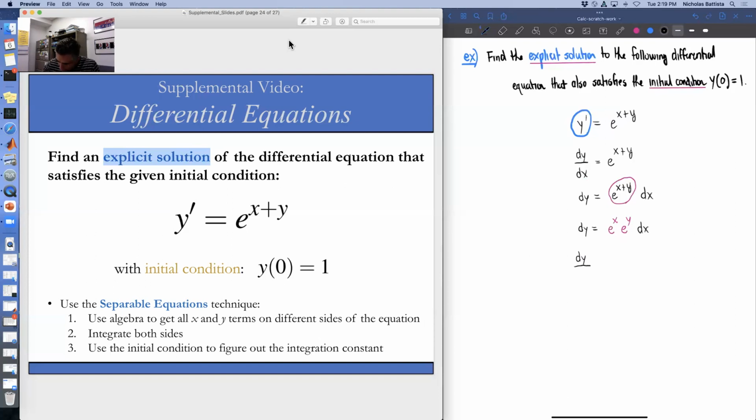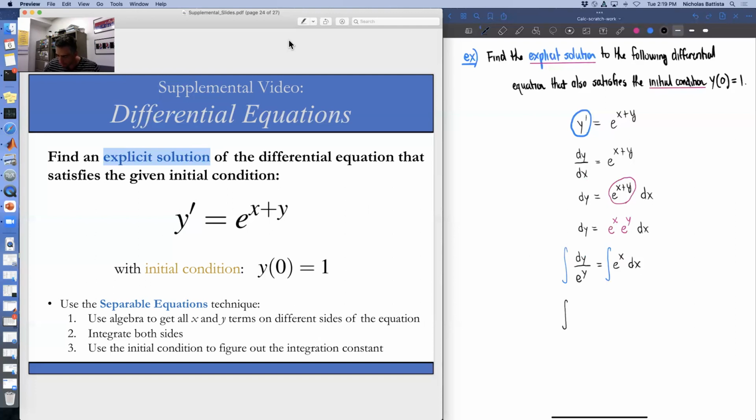So we have dy over e to the y is equal to e to the x dx now. So now we have all of the x's on the right, all of the y's on the left. So we've separated the equations. The next thing we can do is integrate both sides. We're going to integrate the left-hand side with respect to y, because we have the dy there. On the right-hand side, we can integrate with respect to x because of that dx there.